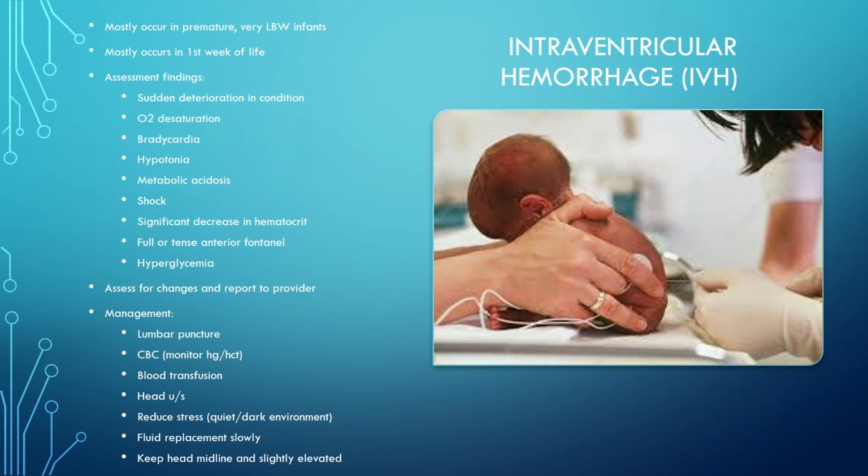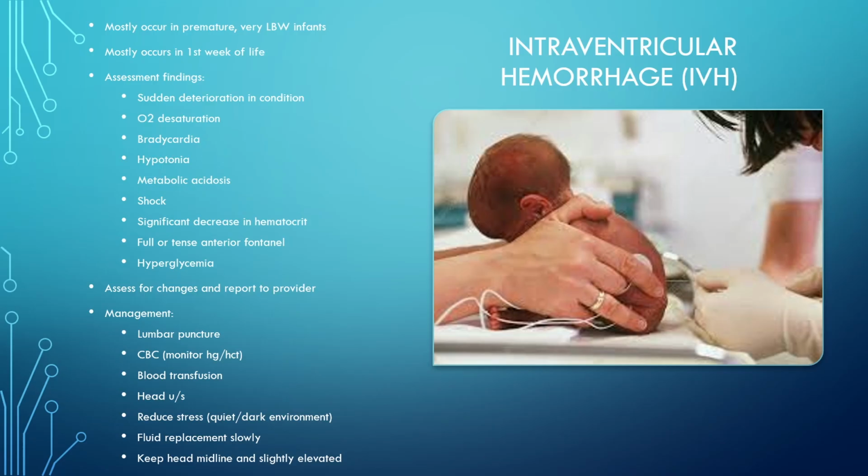Metabolic acidosis, they can go into shock. They can have a significant decrease in their hematocrit because they're bleeding out inside their brain. All that blood is going within that ventricle. A full or tense fontanelle. So this is where you'll see that bulging fontanelle. And then hyperglycemia. If you think your baby is experiencing this, you need to report this to your provider right away.